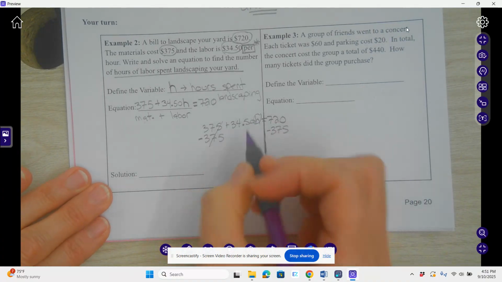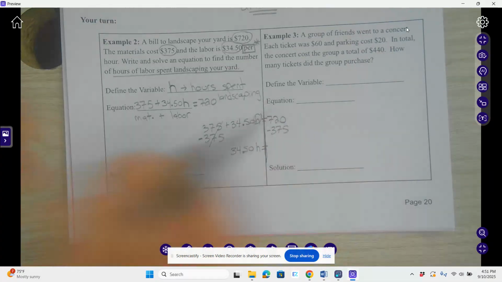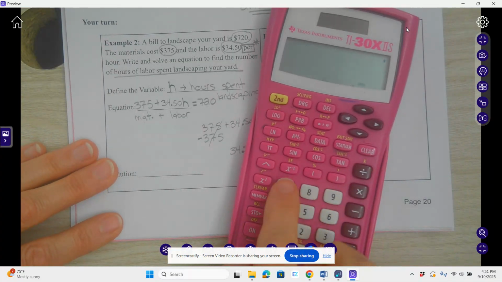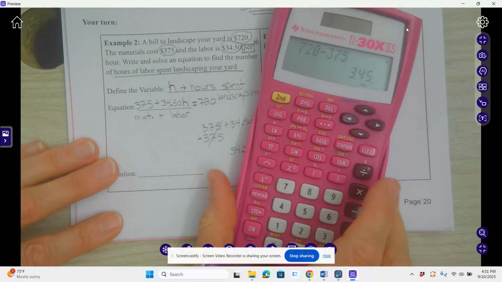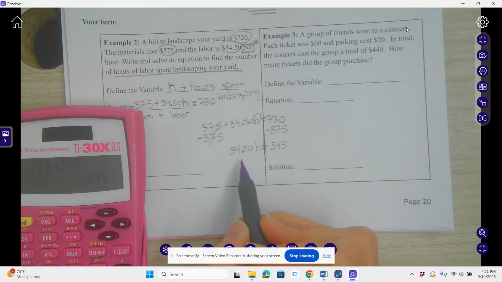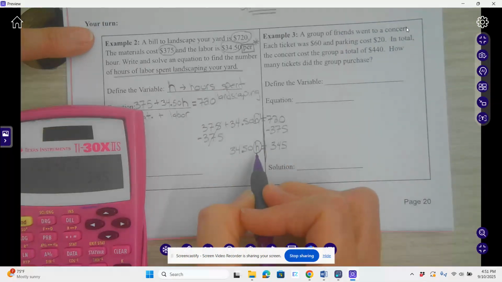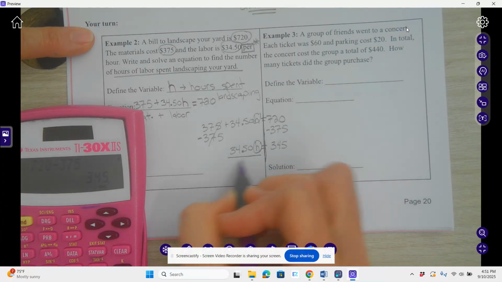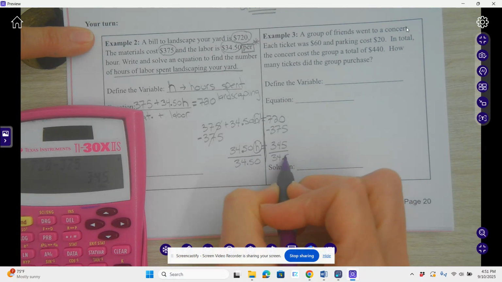So that's going to get me a 0 on the left. I'm going to have 34.50 H equals, I'll go to my calculator, I'm going to do 720 minus 375, and I get 345. So now I have 34.50 H equals 345. I'm going to circle my H. These two values are multiplied because it was 34.50 per hour. So we're going to divide both sides by 34.50.